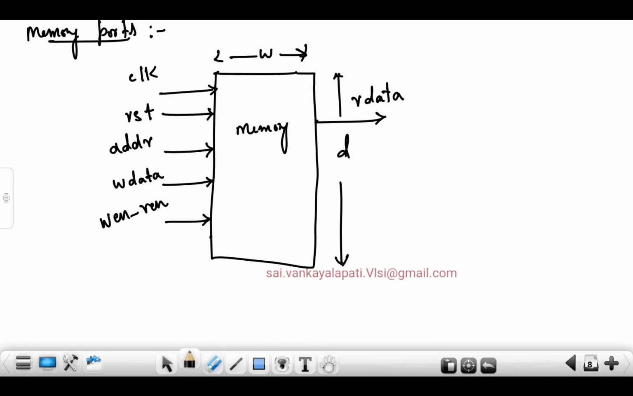Suppose two people are talking, they have to do handshaking first, right? It means I'm ready to talk, and he is also ready to talk. I'm giving the request, and he's giving me the acknowledgement. Once both are handshaking, then you can transfer the information. So the handshaking concept will come later. First we'll understand which ports are input ports and which are output ports.